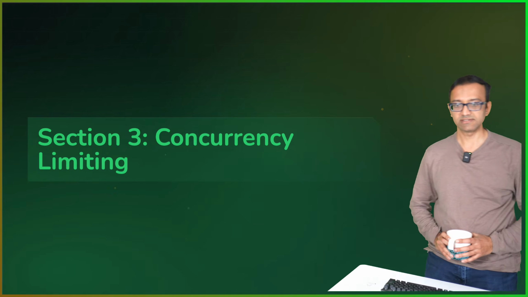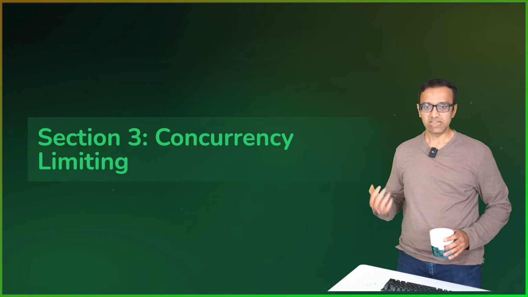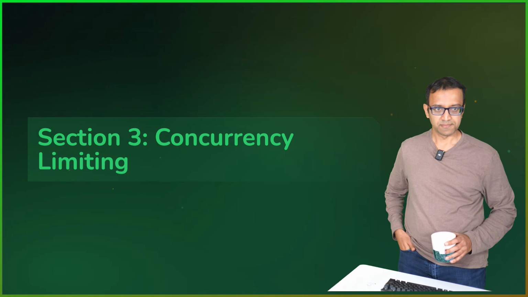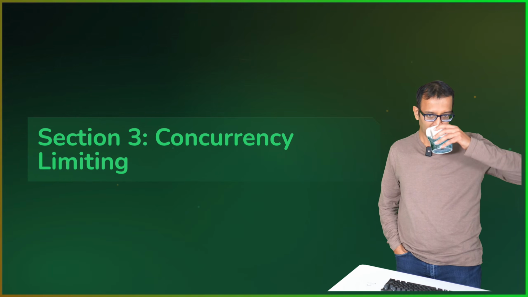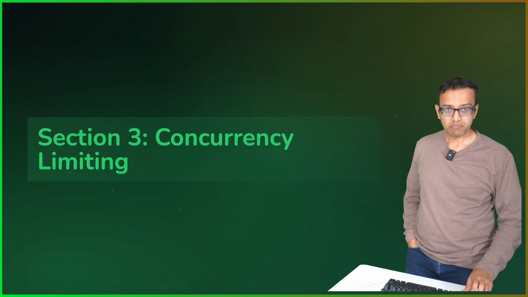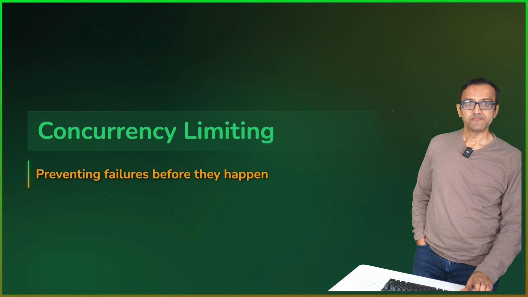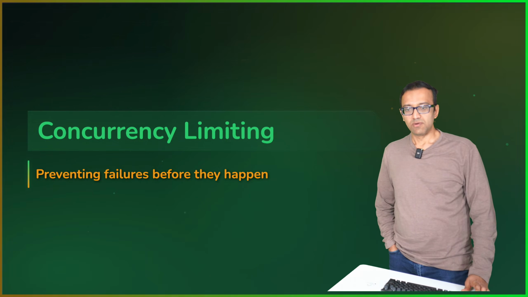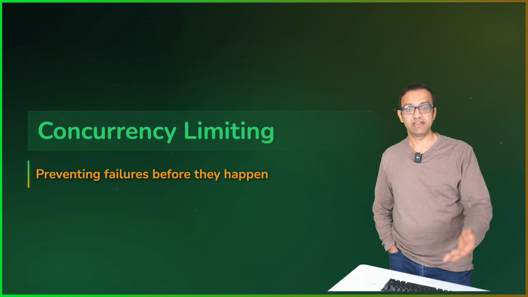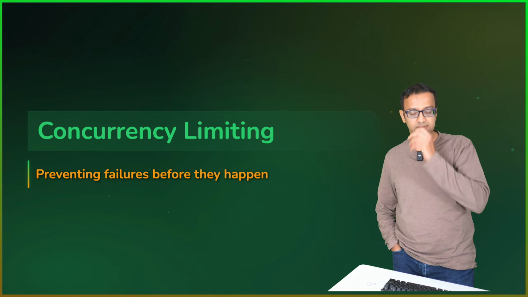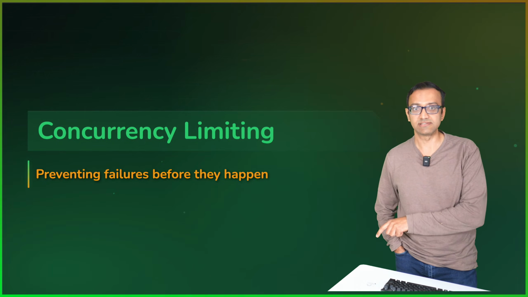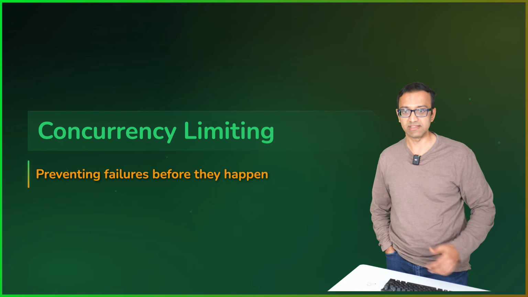This is concurrency limiting. We saw retries and everything related to retries conceptually and syntactically. Retries were about transient failures. When something breaks, try again, right? Dealing with failures after they occur. This section is about preventing a certain type of failure from even happening in the first place.